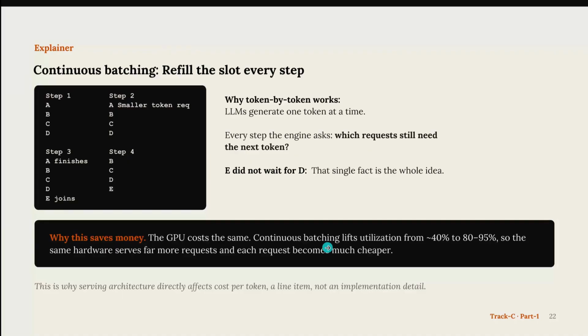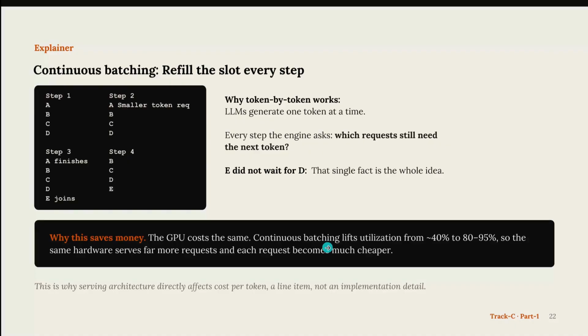peak hour planning, it's for latency, it's for throughput. There are multiple factors involved, so utilization never goes to 90-95%. If I understand it right, it usually stays between 70-75%. Yeah. So the same hardware serves far more requests, and each request becomes much cheaper when we do continuous batching. Yeah, and this is where serving architecture directly affects cost per token, a line item, not an implementation detail.